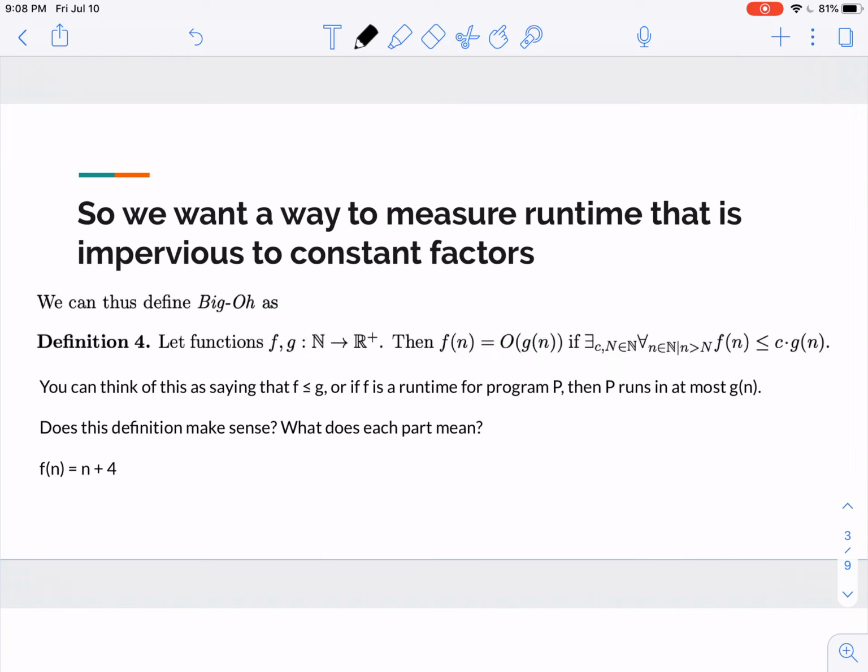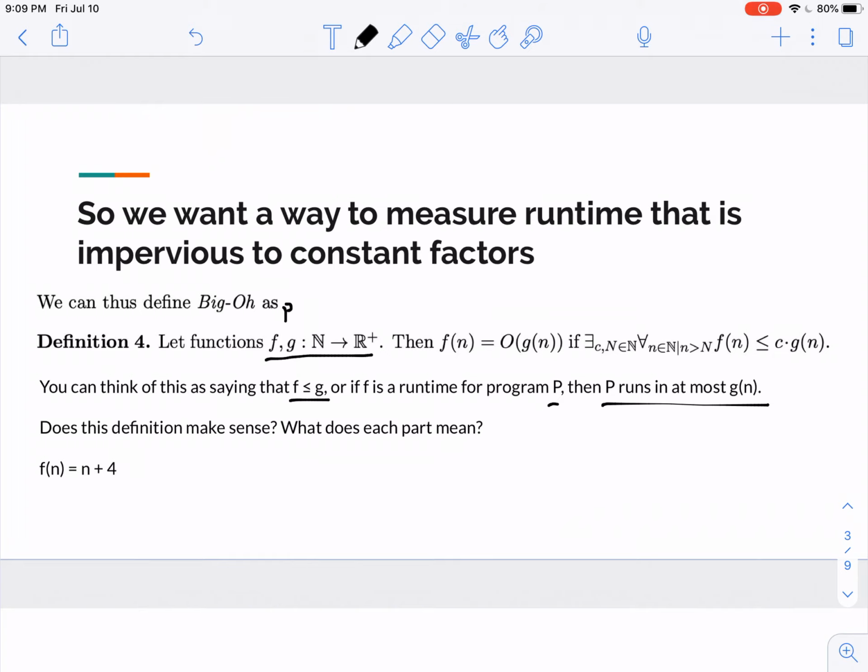Big O is defined for two functions, f and g, that map from the natural numbers to the positive real numbers, right? So f is maybe the runtime of some program P. Then big O is intuitively saying that f is less than or equal to g. So if f is the runtime for some program P, it's basically saying that P runs in at most g time, up to some constant factor, right? And we don't care about constant factors, because if your computer runs twice as fast or twice as slow, we're analyzing the same program.